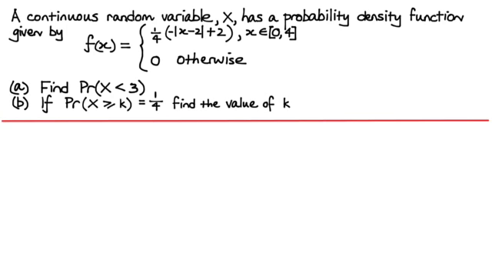Now in this question we've got a continuous random variable x which has a probability density function given by this thing here. That's from 0 to 4 inclusive, and 0 everywhere else. We've got to find out two things: the probability that x is less than 3, and secondly, if the probability that x is greater than or equal to some constant k is a quarter, we've got to find the value of k.